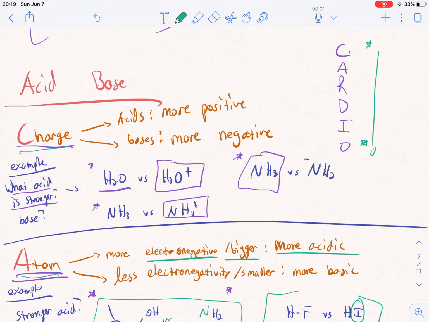So let's get some examples. For acids, we're just looking for the one that has a positive charge or is more positive. In this H2O example, H3O plus is more positive. NH3 example, NH4 plus is more positive. That's how simple it is, at least for these small ones. In this example, the NH3 will be the acid because comparatively speaking, it is more positive than this negative NH2.